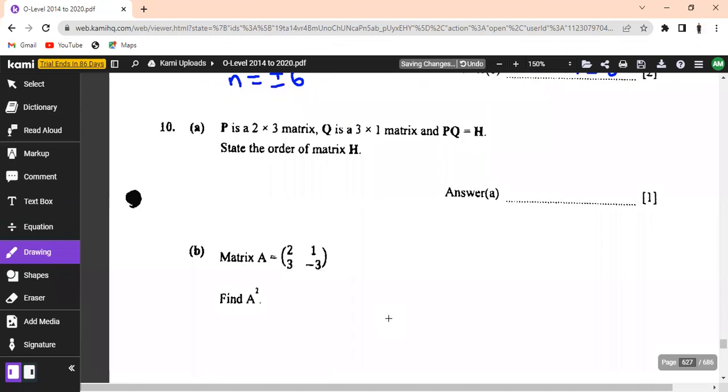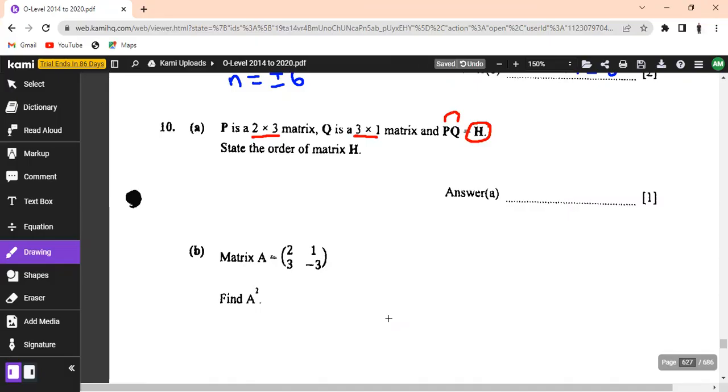Okay, that was it. Then number 10a: P is a 2 by 3 matrix. Q is a 3 by 1 matrix. Then P and Q multiplied together give us matrix H. State the order of H.